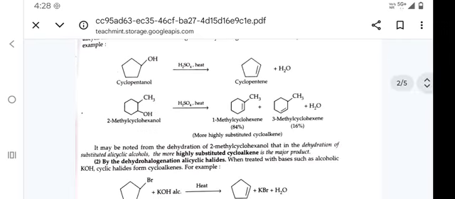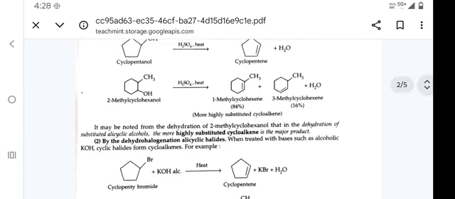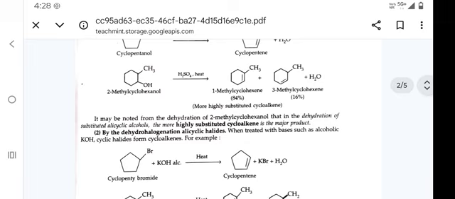When 2-methyl-cyclohexanol reacts with sulfuric acid in presence of heat, it gives 1-methyl-cyclohexene and 3-methyl-cyclohexene, more highly substituted cycloalkenes. It may be noted from the dehydration of 2-methyl-cyclohexanol, that is dehydration of substituted alicyclic alcohols, the more highly substituted cycloalkene is the major product.